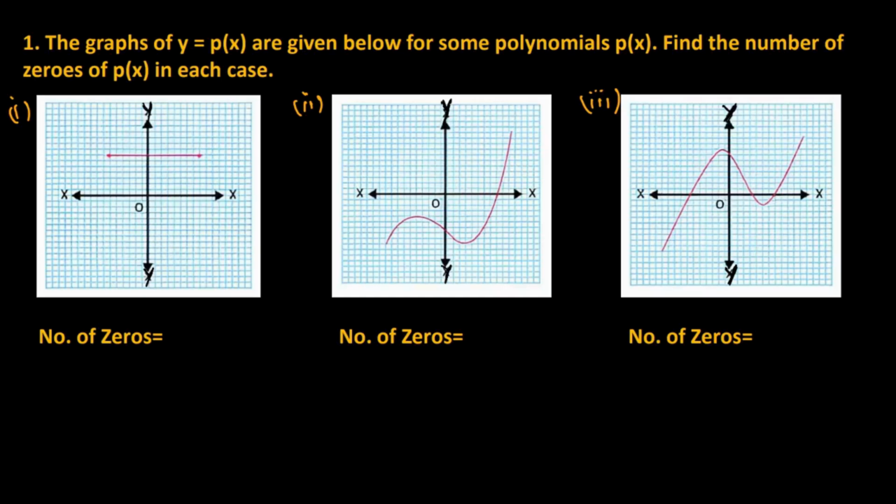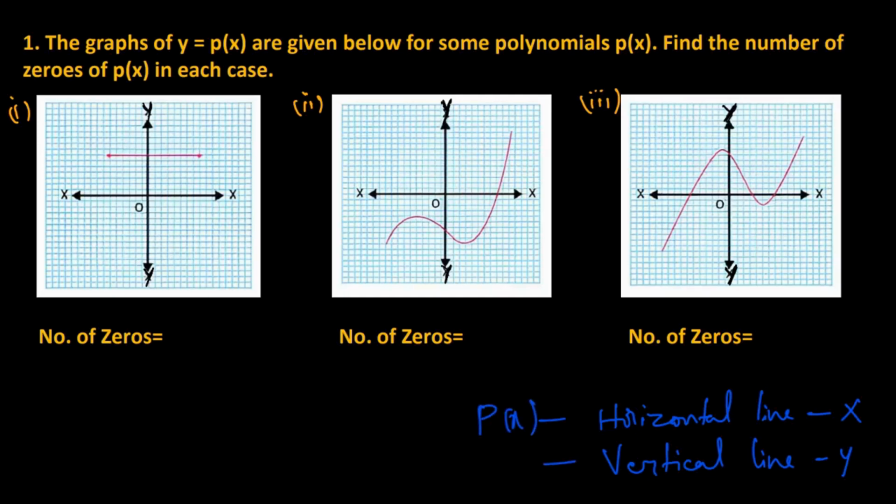In the first problem, you are seeing the x and y axes. What are those? The horizontal line is indicating the x-axis. The vertical line is indicating the y-axis. So, here they are asking for p of x, nothing but how many times the line is cutting the x-axis. That is nothing but the number of zeros.